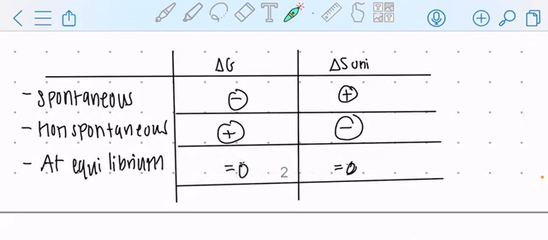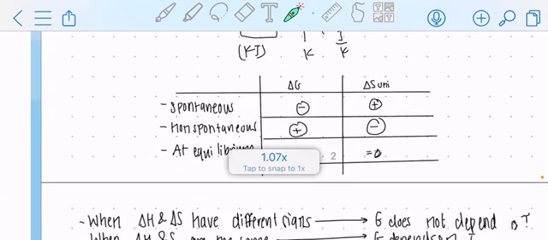If the reaction is spontaneous, then the Gibbs free energy is negative and the entropy of the universe is positive. Conversely, if the reaction is non-spontaneous, then the Gibbs free energy is positive and the entropy of the universe is negative. And at equilibrium, they are both 0.